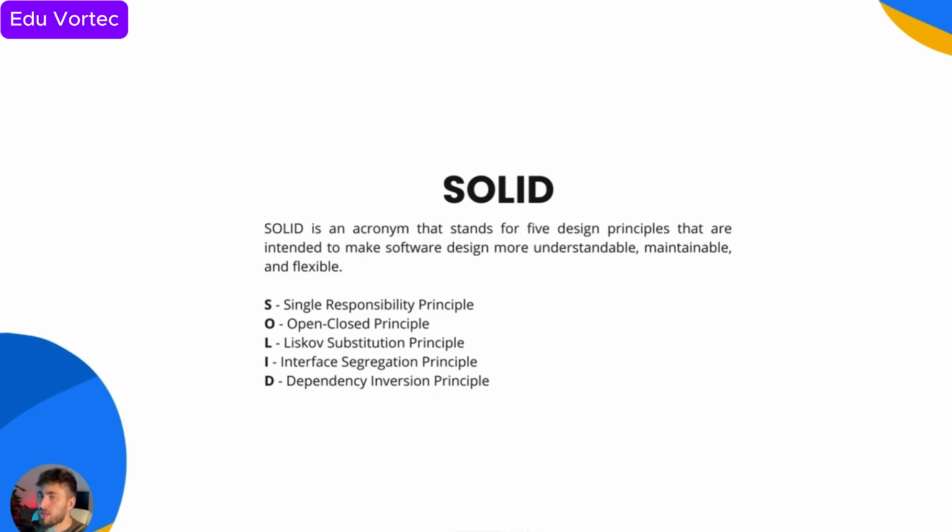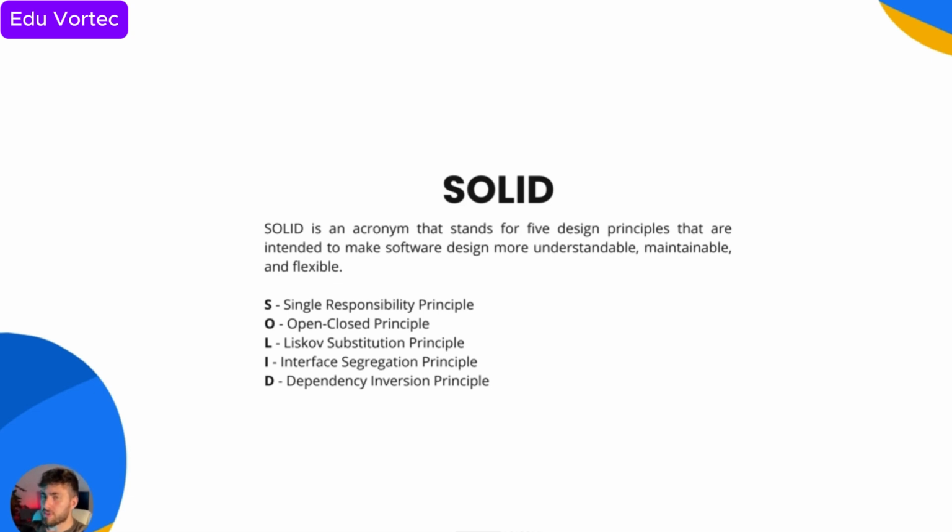In this lesson, we will cover each of the 5 SOLID principles in detail, but first, let's take a look at what each letter in the acronym SOLID stands for. S is the single responsibility principle, O is the open-closed principle, L is the Liskov substitution principle, I is the interface segregation principle, and D is the dependency inversion principle.